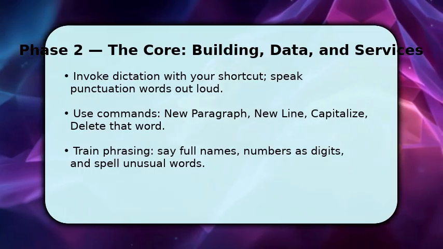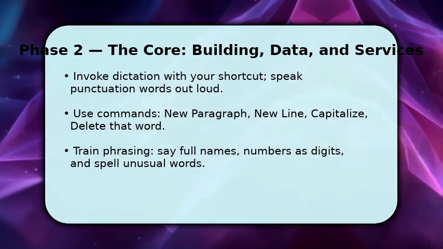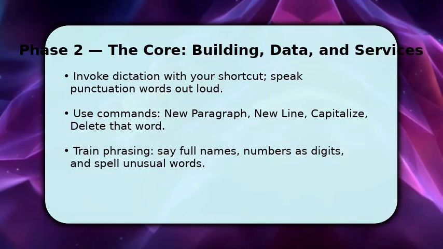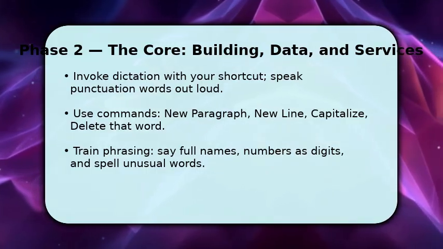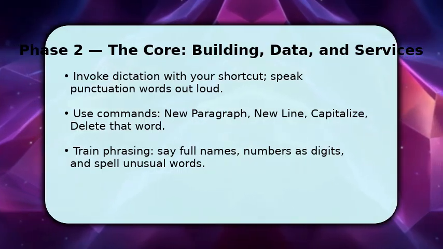For numbers, speak digits or formats, for example, 123 or form 1099, so macOS transcribes correctly. If a word is uncommon, spell it out. This helps the engine learn context and boosts accuracy for later sessions.